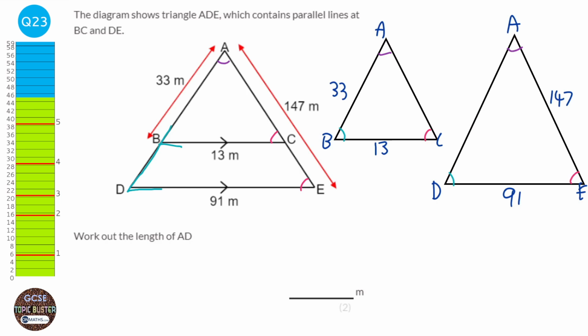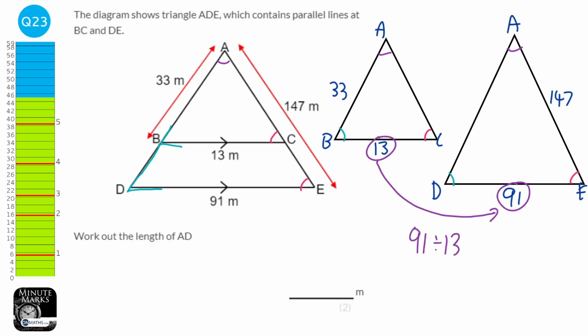If they're similar, it means that we can find a scale factor. And so what I'm going to do is just find a scale factor between the 13 and the 91. To do that, we do the big number divided by the little number, and that gives us 7. So the scale factor is going to be 7. And we're going to work backwards with the scale factor, and we're looking for length AD, which is this length here. And so we're going to do this one, and we're going to times it by the scale factor. So times it by 7 to find out what the new length is. So 33 times 7 is 231.